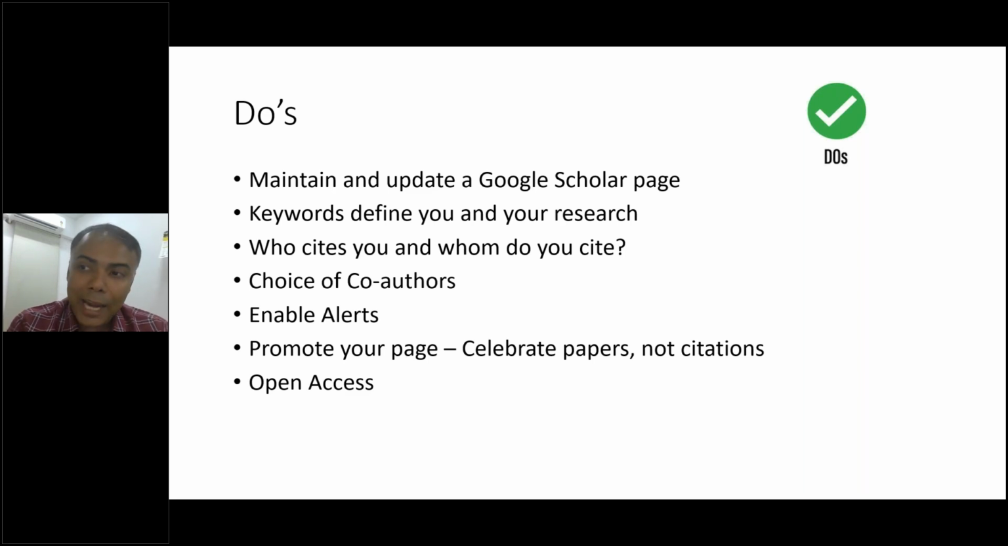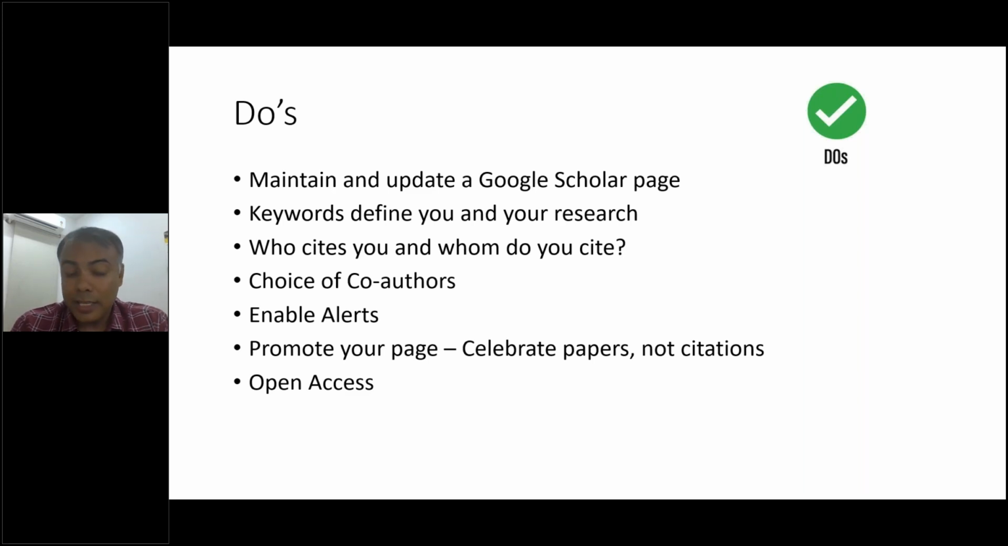You may also want to add your Google Scholar page to your signature, in case you want to promote your research to people you are sending emails to, receiving emails from, and communicating with. That's also another way of promoting your Google Scholar page, so that people get to know what you are working upon.